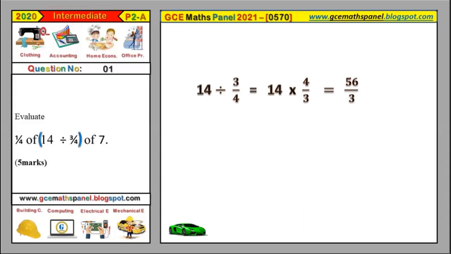The next step is to replace at this exact position 14 divided by 3/4 by this value, and the "of" is considered as multiplication. And when we simplify, we have 4 here, 1, and you have 4 into 56, 14 times. Therefore, you have 1 times 14 times 7, which is 98 on 3.